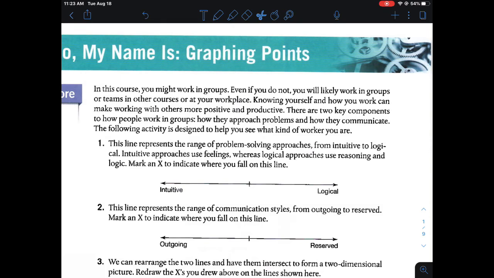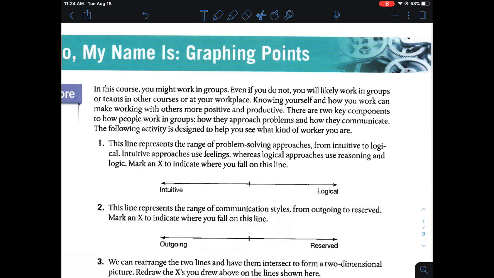And if you don't know what those words mean, intuitive approaches using feelings, so going with your gut, just kind of winging it and doing what feels right. Whereas logical approaches using reasoning and logic. So this might be someone who makes pros and cons lists when making a decision, or reads the instructions when building something. If you're putting together a desk from IKEA, maybe you're going to read the directions. Whereas someone who's intuitive is just going to open the box, throw away the instructions, and go for it. Mark an X to indicate where you fall on this line.